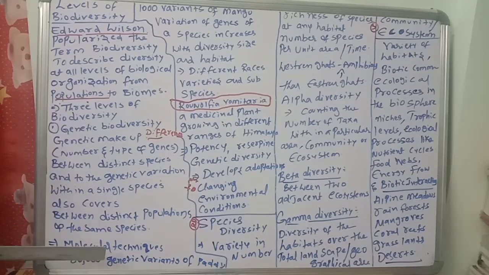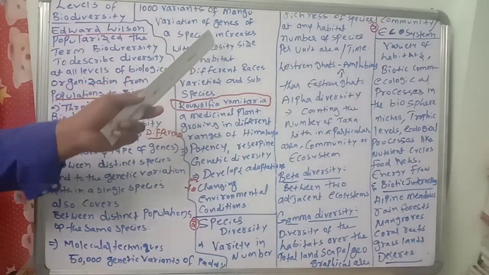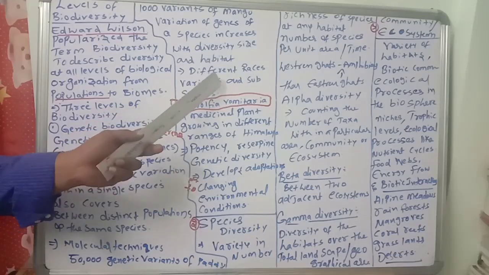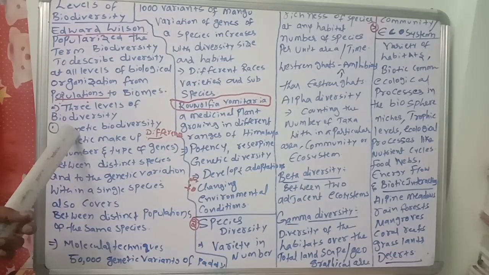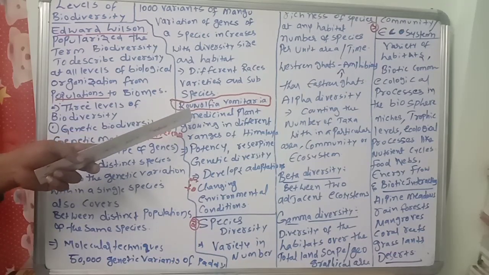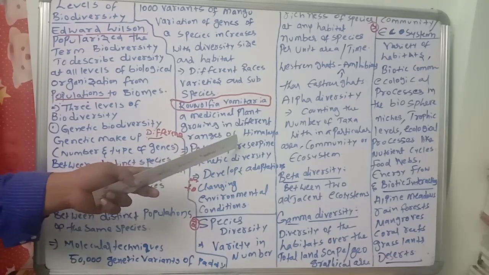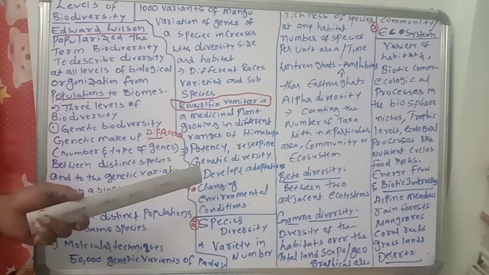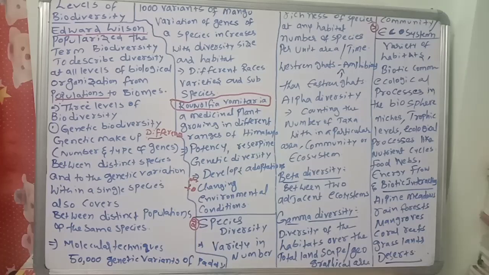How can you measure it? By the molecular techniques. A species increases with diversity. When the species increase with the diversity, size and habitat, different races, varieties and subspecies also will be formed because of this genetic biodiversity. Next, for example, Rauwolfia vomitoria, a medicinal plant growing in different ranges of the Himalaya, shows variation in potency and active ingredient of reserpine. So that is genetic diversity. The genetic diversity helps to develop adaptations to changing environmental conditions.